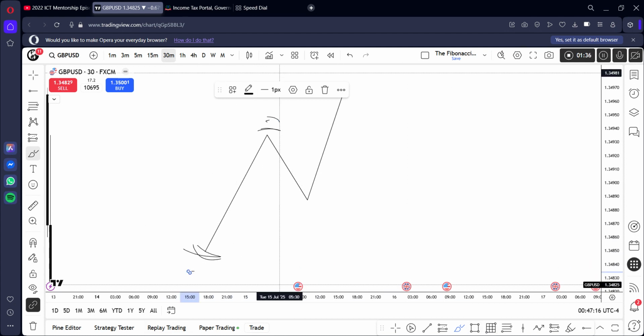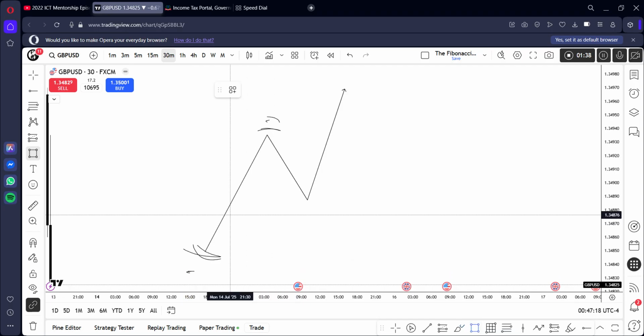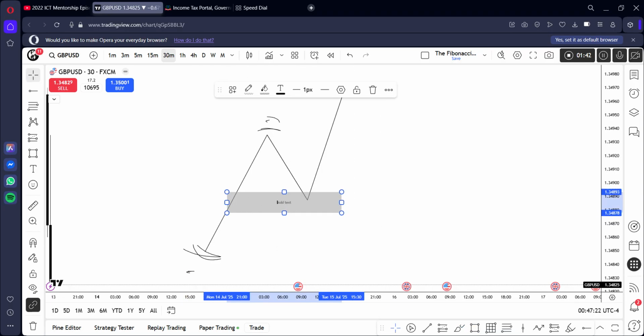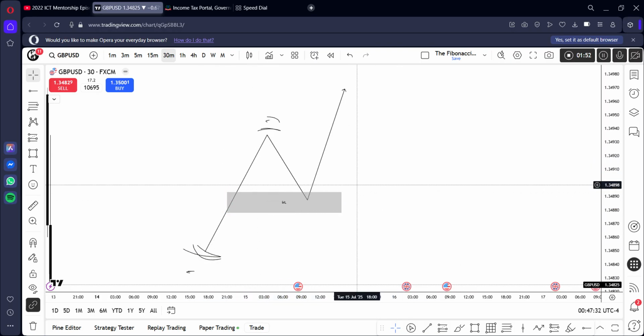Between this whole range there are gaps and imbalances, which I call the IRL, the internal liquidity. The market is moving from these highs to lows, coming down to the IRL area and then going to the higher area. This is a perfect example of how the market moves. How we utilize this in our trading, let me tell you in the next slide.